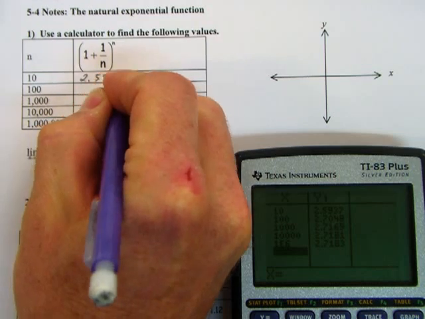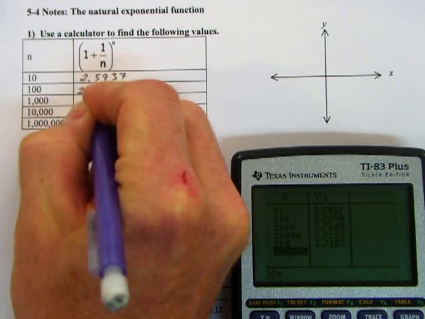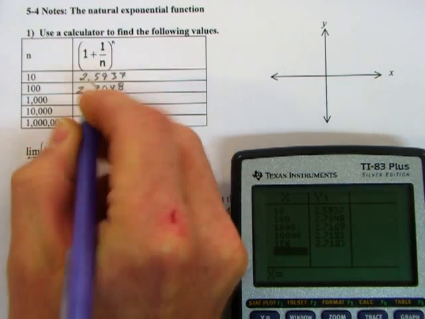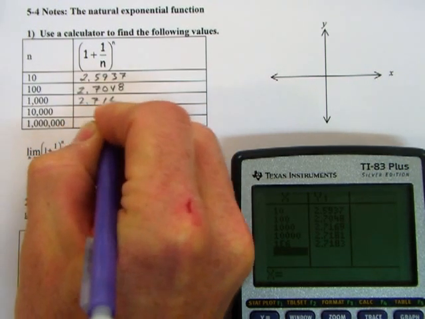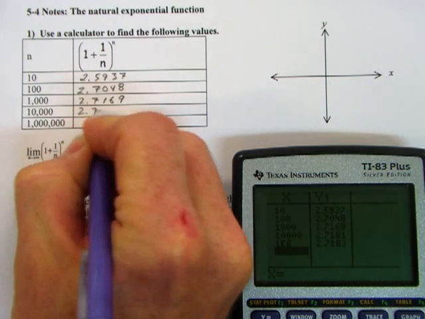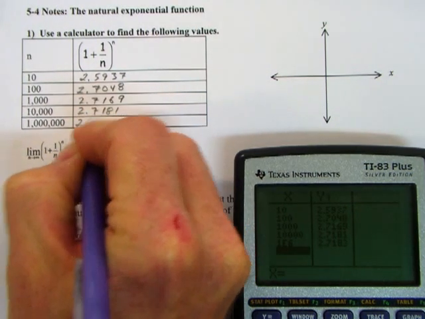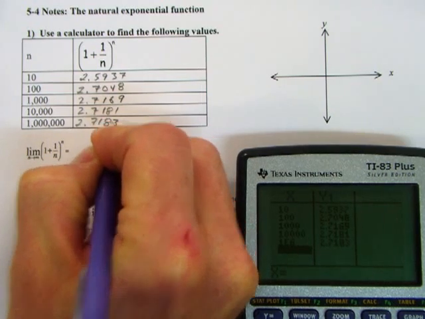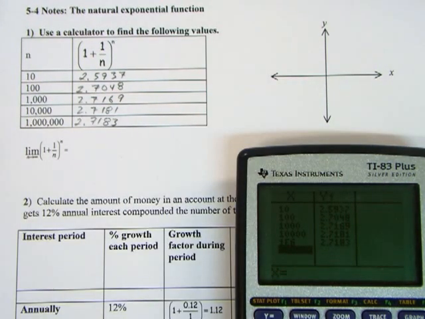2.5937, 2.7048, 2.7169, 2.7181, and 2.7183. Now the question I have for you is, what do you think is happening to these values?